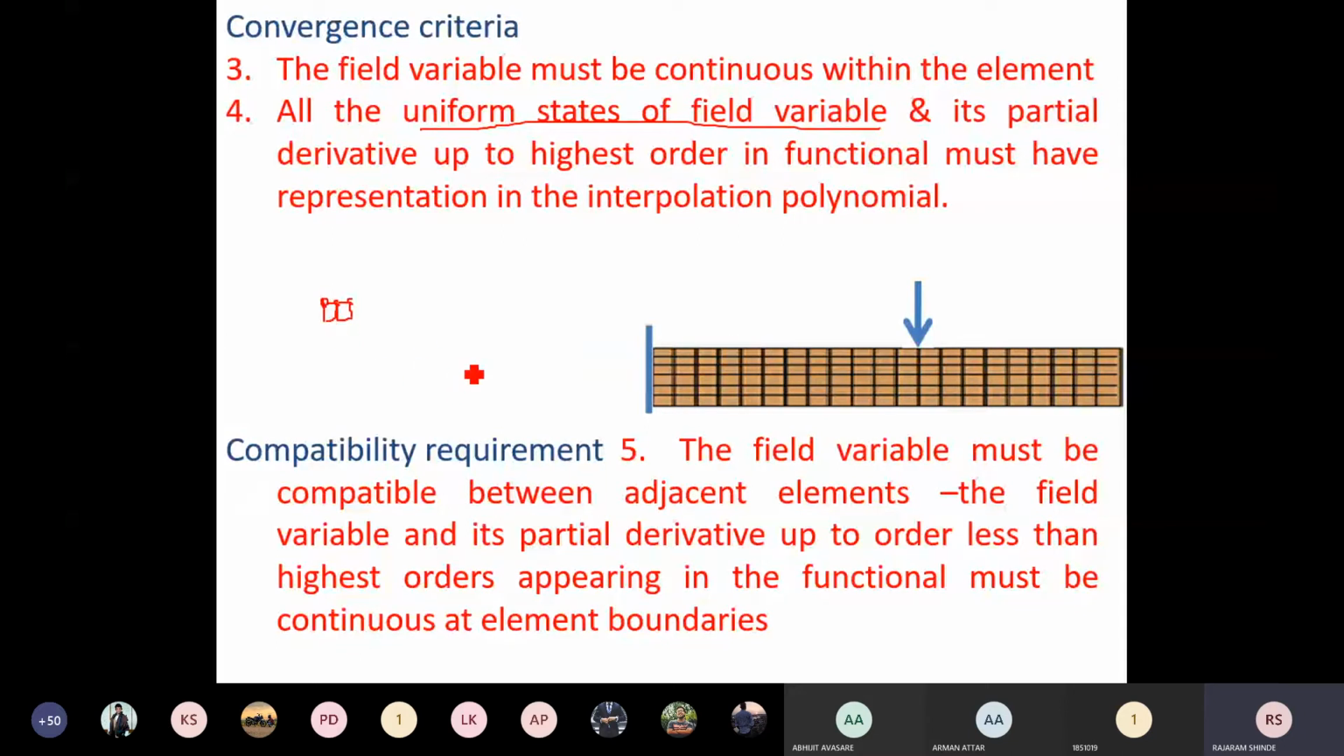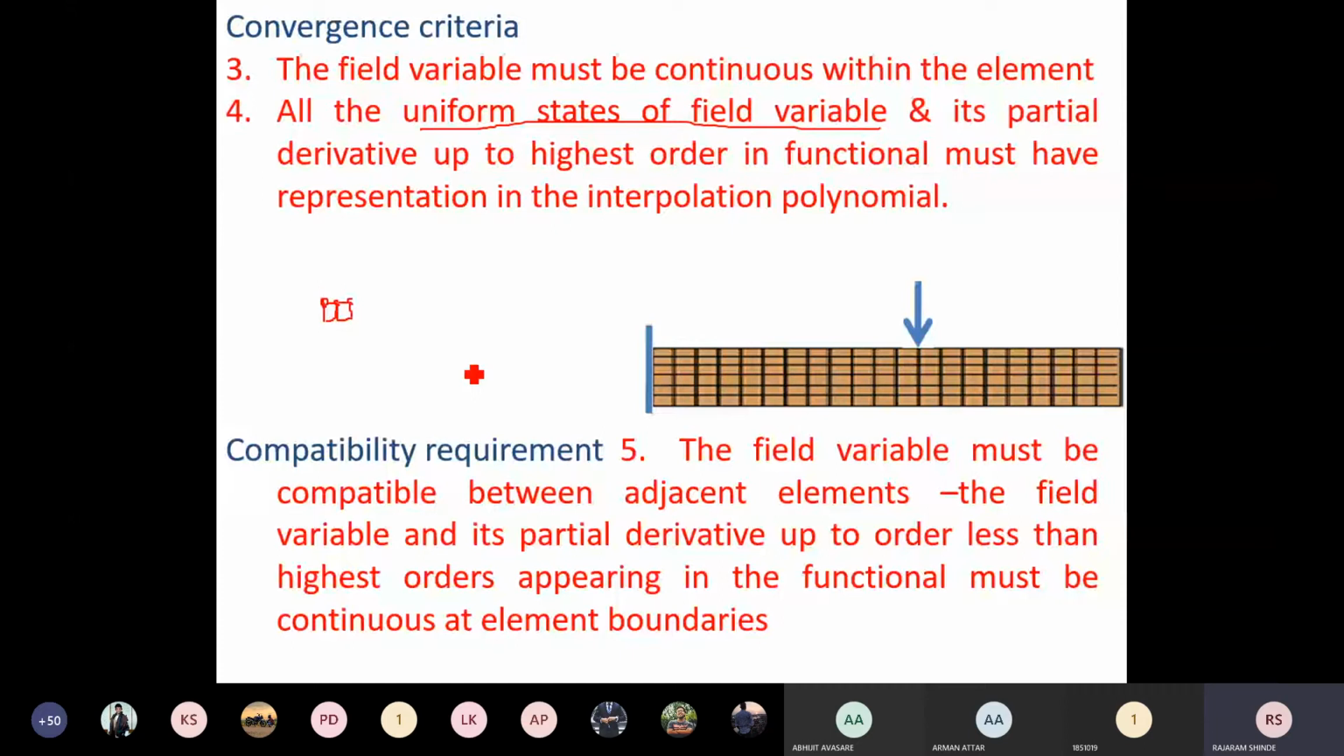When we reduce the size of the elements, the values of the field variable approach a constant value. That is known as the uniform state of the field variable, and that is possible because of the constant term in the variation of the field variable, or interpolation polynomial. While writing every polynomial, we start from the constant term, alpha 1. What is the need of that alpha 1? Because of alpha 1, we can get the uniform state of the field variable.